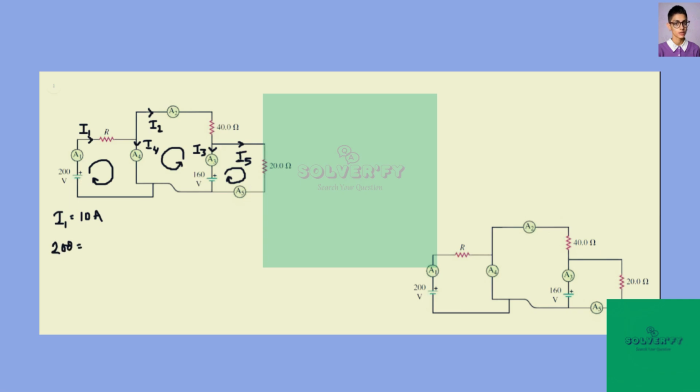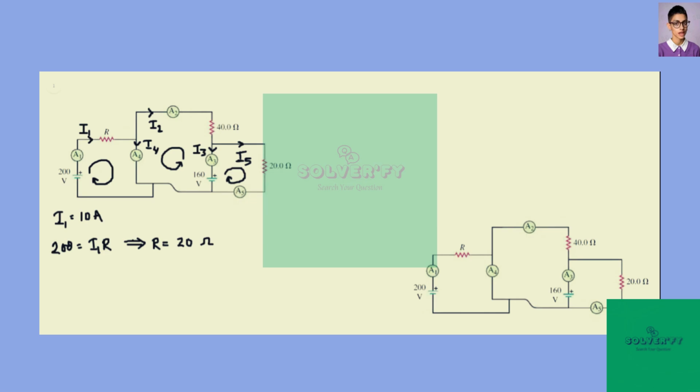Now where are the drops? The first drop is across R, right? So I1 into R, so I1 R. Now is there any other potential drop across the circuit? No. So this is the first equation for the first loop, and this gives us the value for R, which is equal to 200 divided by 10, that is 20 ohms. Okay, so let's move on to the second loop.